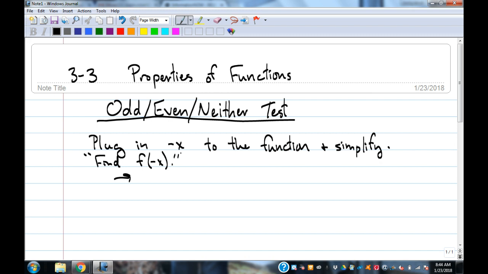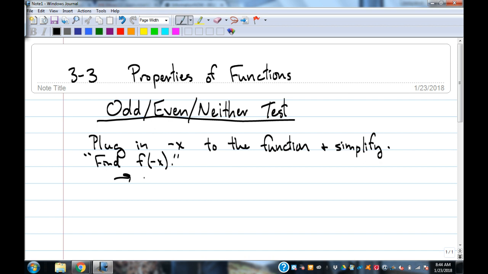We actually did this when we were talking about function value, or we did problems similar to that where you're just plugging in. You're not going to get a number back. You're going to get another equation back. Okay. And so depending on how that equation comes back to you, whether the function is odd, even, or neither.